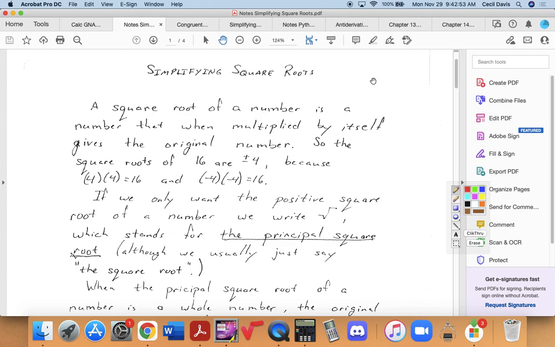So the definition: a square root of a number is a number that when multiplied by itself gives the original number. That is the definition of a square root. Please underline that or highlight it or do something. A square root of a number is a number that when multiplied times itself gives the original number.